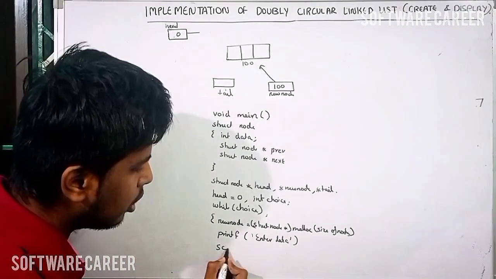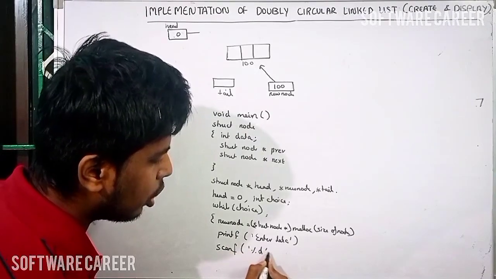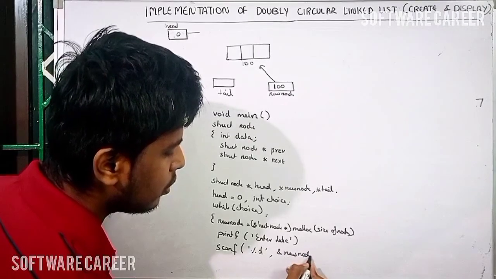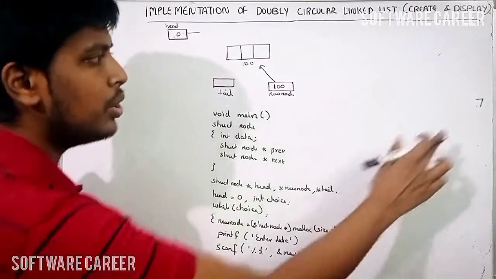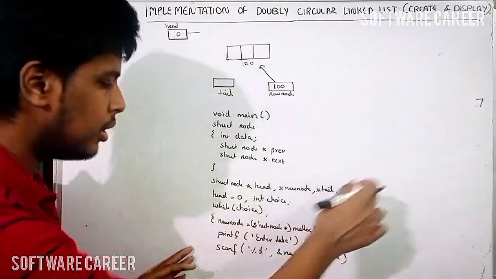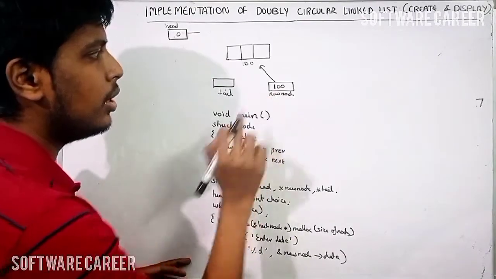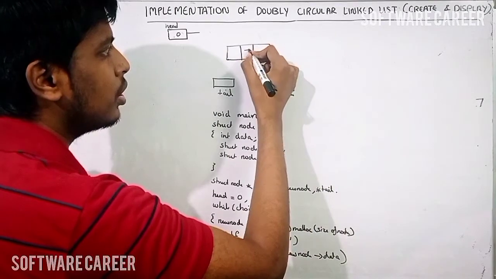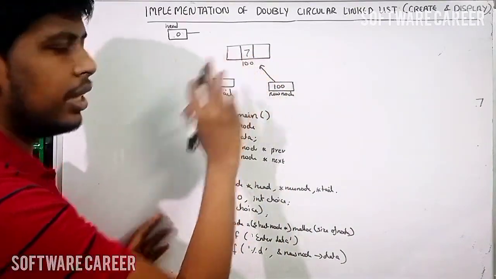See here. scanf %d, comma, new node data. Now the 7 which the user enters is considered as new node data. What is the new node address? 100. 100's data is this middle part. So you can store 7 over here. Now I have created a node which has a data value.